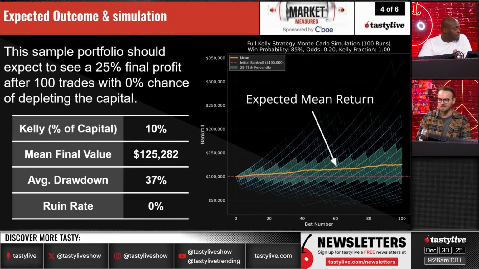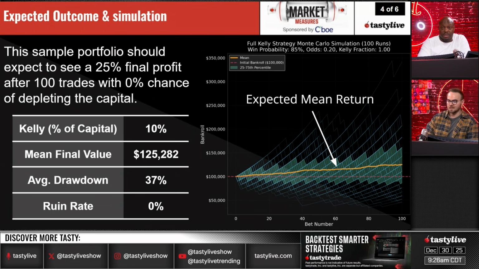But from a straight-up formula standpoint, 10% with the strategy in place, here's your expected mean return. It's pretty damn good. I mean, 25% profit. Ruin rate, 0. And really, the ruin rate is the most important thing.